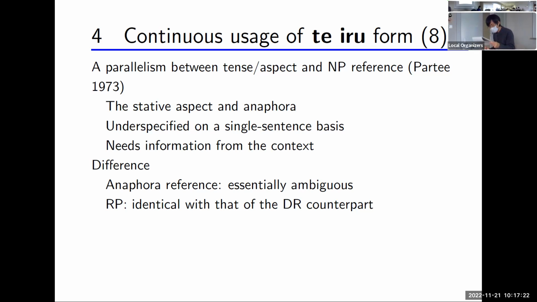On the other hand, the difference has been made clear. Reference by anaphora is essentially ambiguous, since its antecedent needs to be chosen from among multiple candidates. By contrast, the reference point is exceptionlessly identified with that of the constituent paired by a discourse relation, without a need for further disambiguation or resolution.